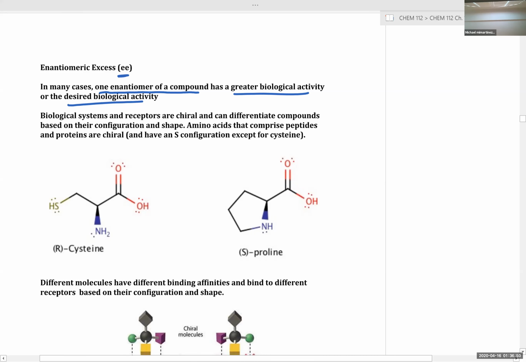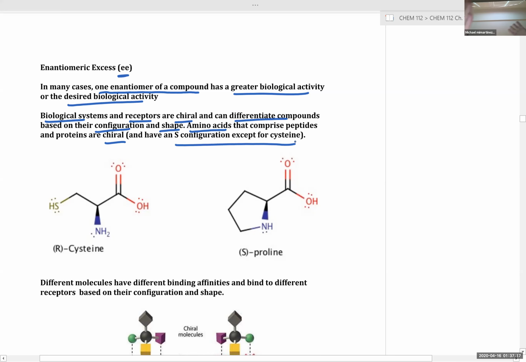Part of the reason why we think biological systems respond differently to different enantiomers is that biological systems and receptors are chiral, and they can differentiate compounds based on their configuration and shape. The amino acids that comprise our peptides and proteins are chiral. They have an S configuration except for cysteine.